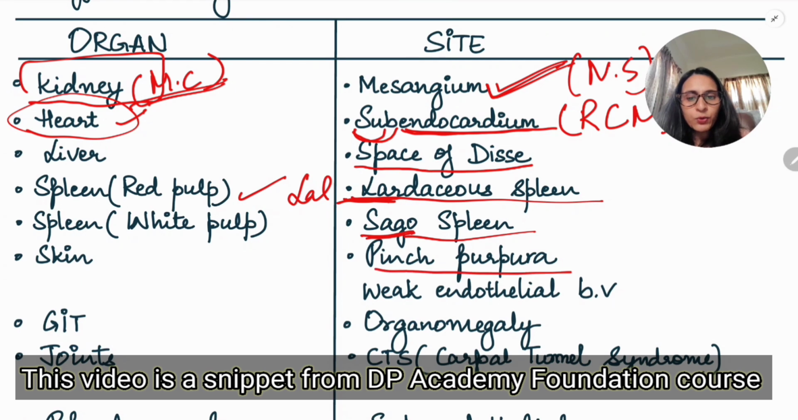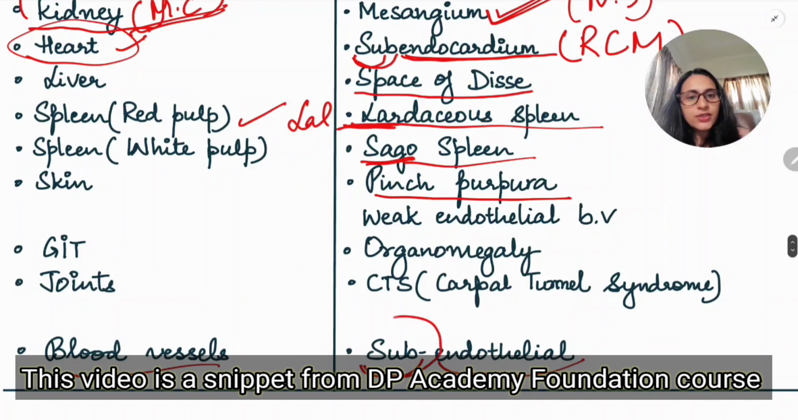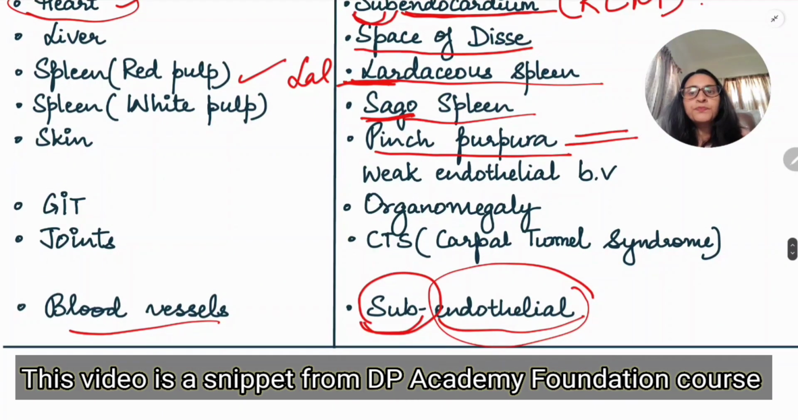Skin, it is pinch purpura. So what happens? If you pinch the skin, it appears a very reddish color. And that is pinch purpura. Why does this reddish color occur? Because of the amyloid deposition in the subendothelial layer of the blood vessel. That is why the blood vessels become very weak. And this is the reason that on pinching, it gives pink purpuric rashes.